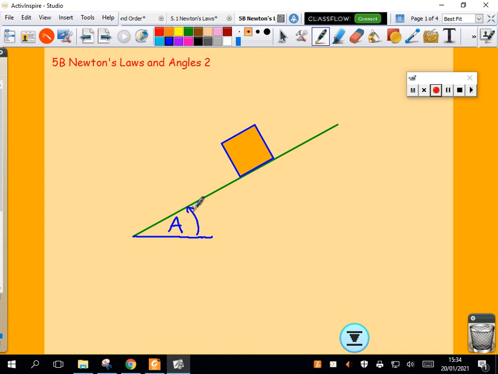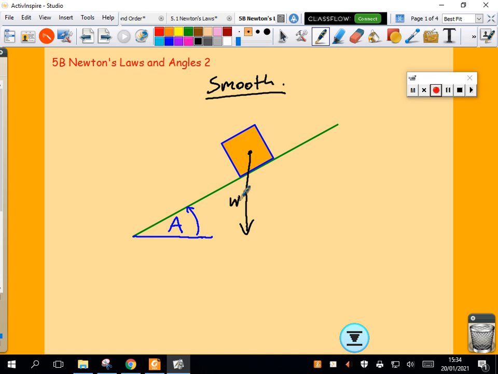If I want to think about the forces on this particle, I'm going to ignore any friction. Let's just say it's smooth. There's going to be the weight of the particle. Remember, the weight is always acting directly downwards. Notice that is not perpendicular to the plane in this case. The weight is the force on the particle by gravity.